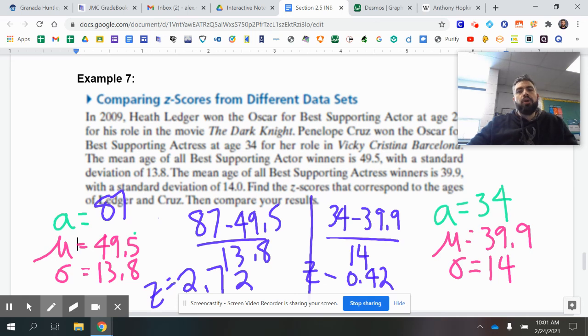that an 87-year-old would win Best Supporting Actor, okay? So there's an example of something. So if it asks you, is this reasonable or not, you could give this example right here that is not reasonable, okay?